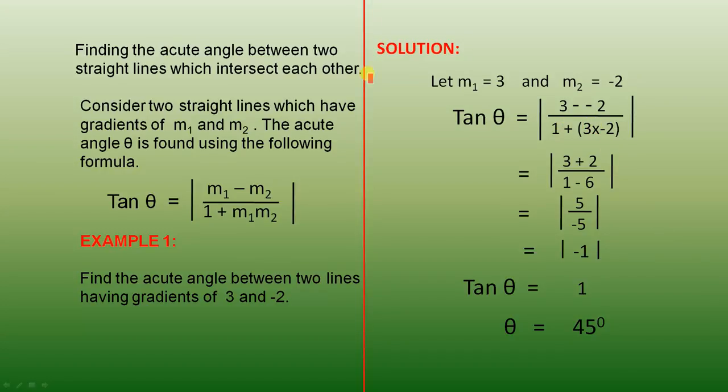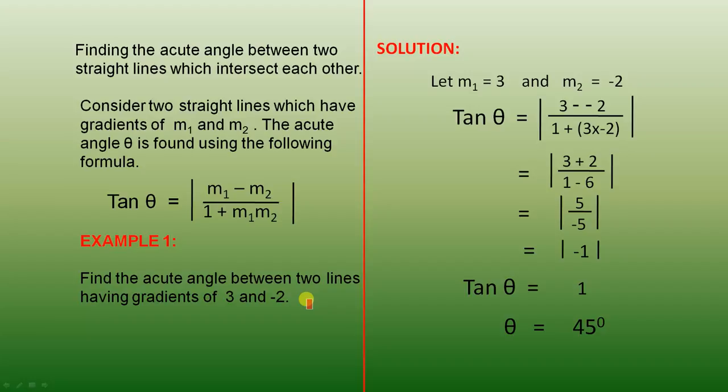Finding the acute angle between two straight lines which intersect each other. Consider two straight lines which have gradients of m1 and m2. So we are given the two gradients. The acute angle theta is found using the following formula. Tan theta equals the absolute value, it's very important, the absolute value of m1 minus m2 over 1 plus m1 m2.